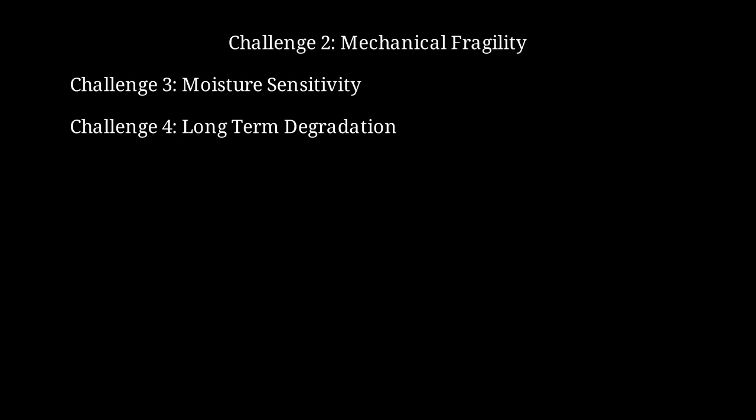Third is moisture sensitivity. Many porous nanomaterials can absorb water, which dramatically degrades their insulating properties. Water has a thermal conductivity of 0.6 watts per meter Kelvin, much higher than air. Fourth is long-term degradation. For vacuum insulation panels, any loss of vacuum over time will cause catastrophic loss of insulating performance. The barrier must remain perfectly sealed for decades.